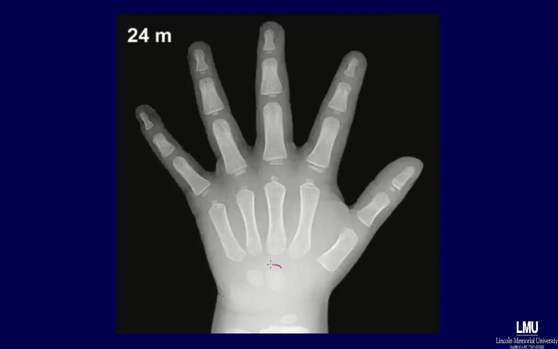Month-old hand. Circled are the ossification centers, the epiphyseal plate of the radius, the epiphyseal plates of the proximal interphalanges, as well as the metacarpals. We also have epiphyseal plates on the interphalanges, as well as the distal interphalange of the thumb.